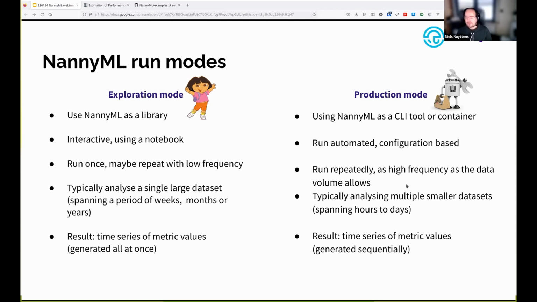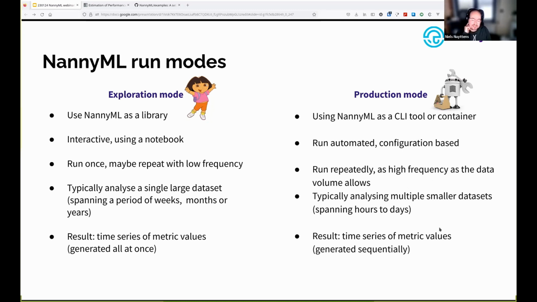So if you run this repeatedly, typically you're analyzing multiple data sets during the day, for example, and they're typically going to be smaller than the exploration case, right? So in the exploration case, you're looking at a period of weeks, months, maybe even years, whilst in a typical production setting, depending on the volume of transactions that your model gets, you'll be looking at a time span of a couple of hours, half a day maybe, all the way down to a couple of days maybe, or a week.